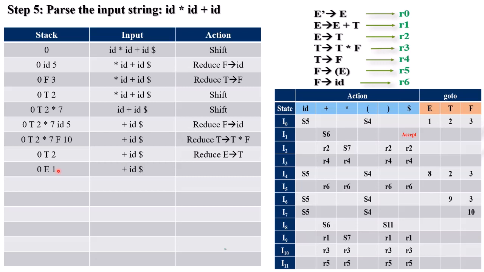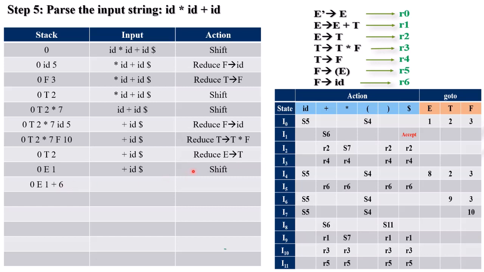And the input plus and ID is remaining. Now we have to check I1 and plus. What is I1 and plus? S6. So simply we have to write here shift, but here we have to write 0 E1 plus and 6 because S6 is there. So 0 E1 is as it is, then plus, then 6. Why 6? Because we have performed shift 6 here.